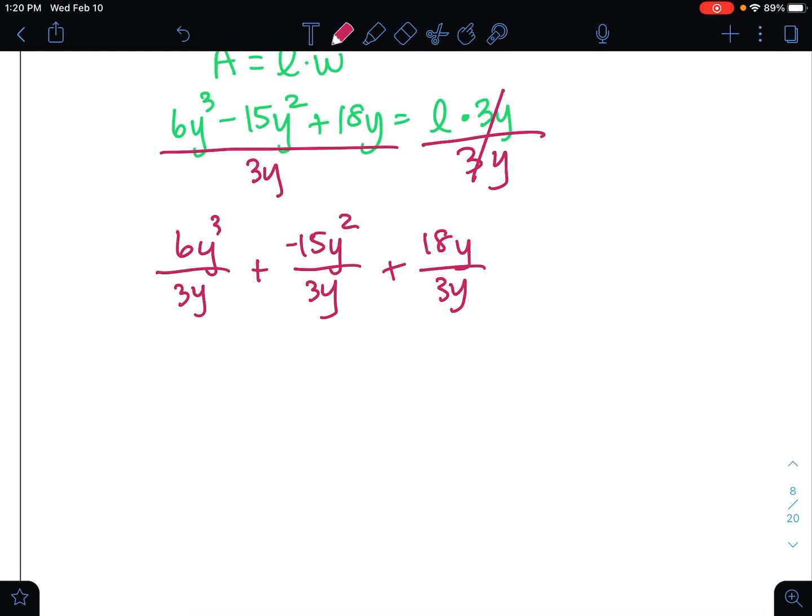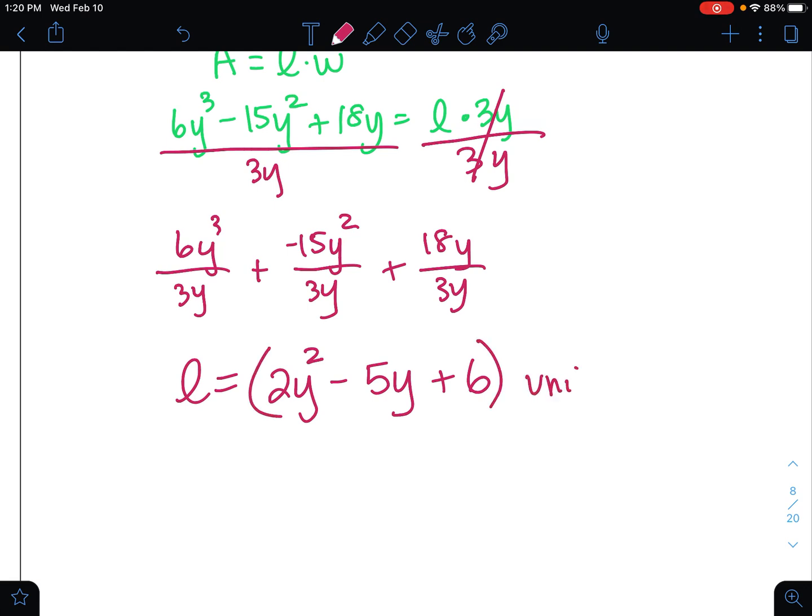So I'm going to finish up and say that my length is equal to 2y squared minus 5y plus 6. And so I'm going to go ahead and put parentheses units. I don't have a unit defined, but that's how we would write it in more of a generic format.